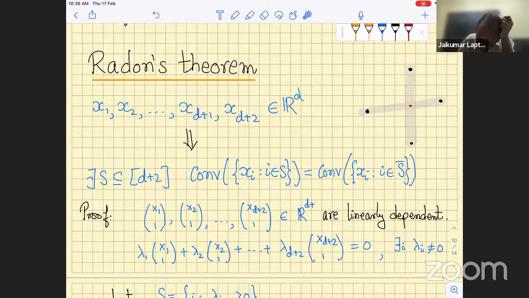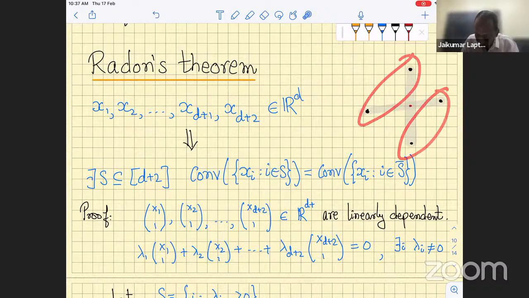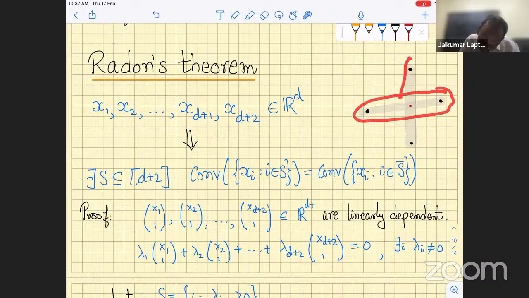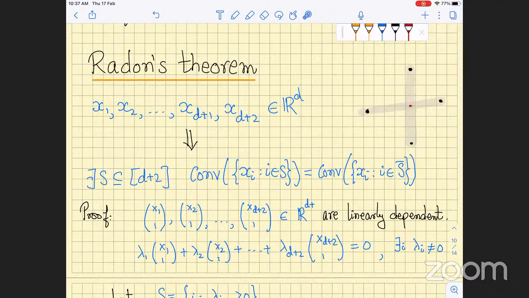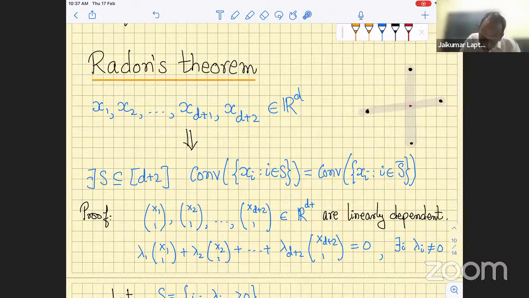For example, here I was given 4 points. Why 4 points? d was 2, and I am supposed to be given d plus 2 points. I can split them into 2 sets. This and this, no, their convex hulls don't meet. But it's always possible to split them up into 2. Pair this up with this, and look at the convex hull that contains this point. There is a point in common.